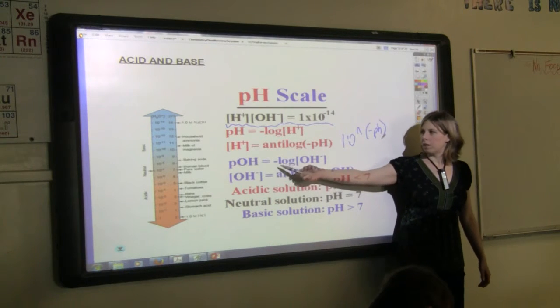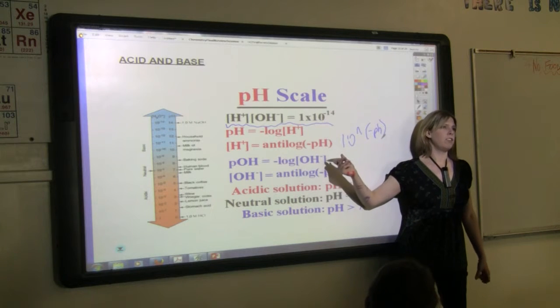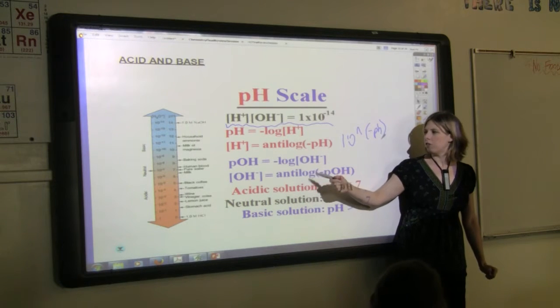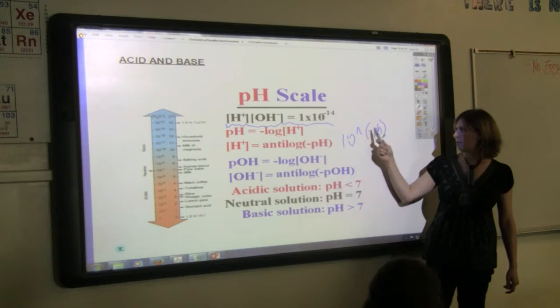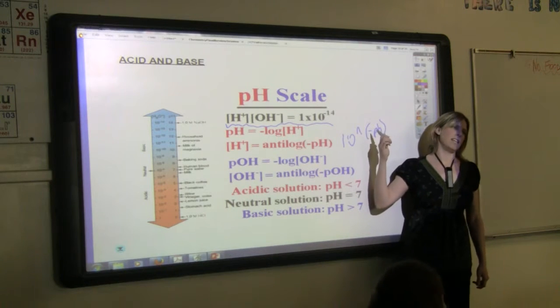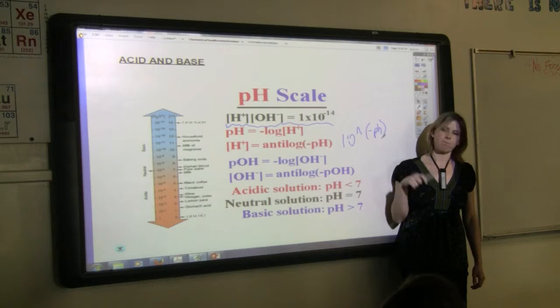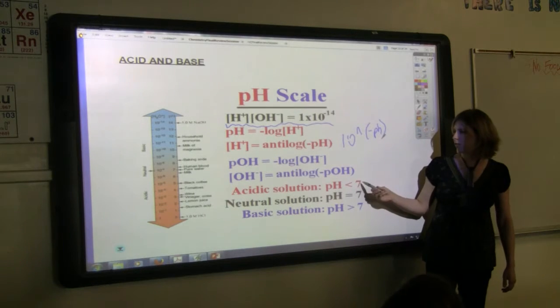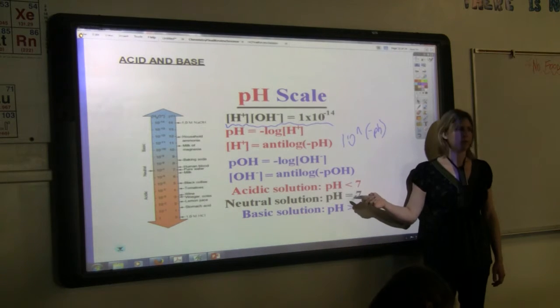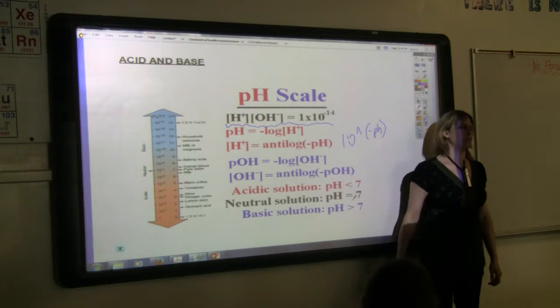pOH is going to be the negative log of the OH ion concentration, and the anti-log is the same thing. It's going to be 10 to the negative pOH. Acidic solution is less than 7, neutral is equal to 7, basic is greater than 7.